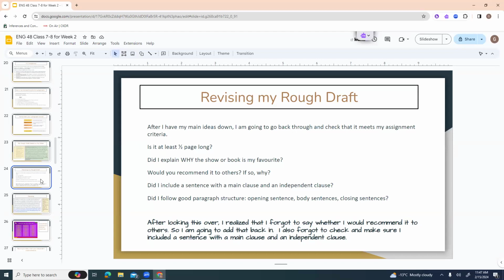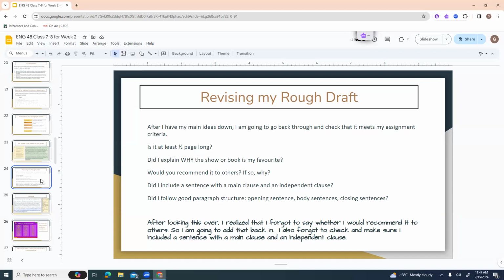So the one thing you want to do always, whenever you're doing any kind of writing for school, is go back and make sure that you met your assignment criteria. Is it at least half a page long? Did I explain why the show or the book is your favorite? Would you recommend it to others? If so, why? So I don't know if I explained, I don't think I did that part. Did I include a sentence with a main clause and an independent clause? I'm not sure. I would need to check that. Did I follow good paragraph structure with an opening sentence, a body sentence, and closing sentences? Yes, I did do that part.